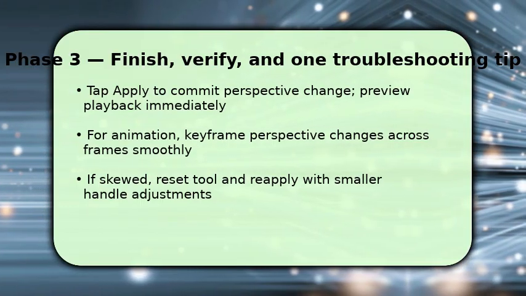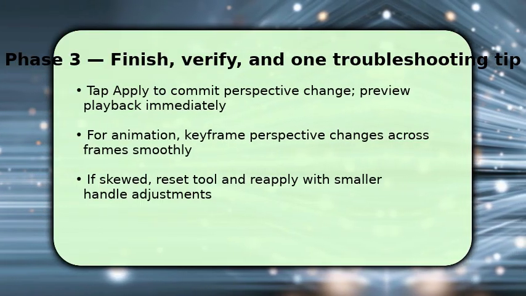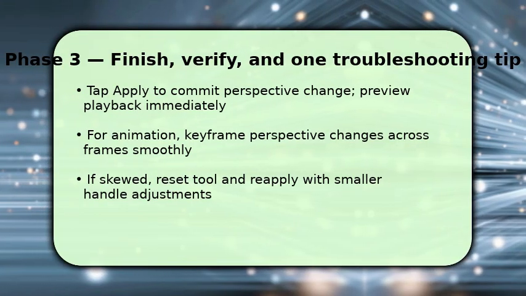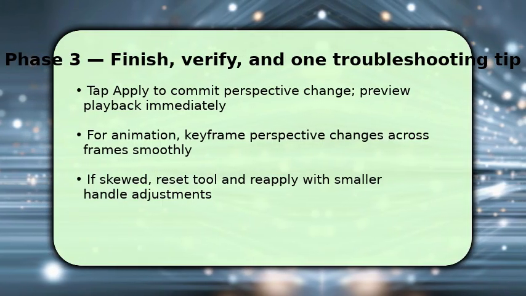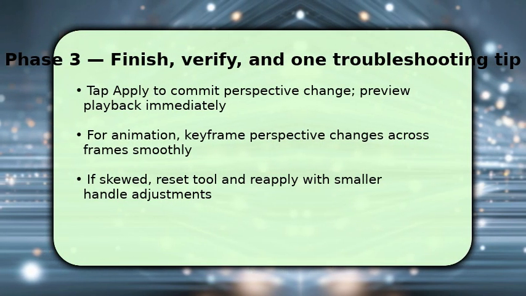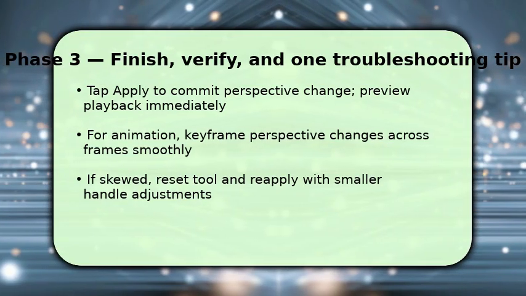If the image looks skewed or warped, reset the Perspective tool, undo the last step, and reapply with smaller handle movements. This usually fixes distortion. If problems persist, check layer order and canvas scale before redoing the transform.